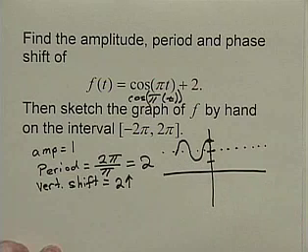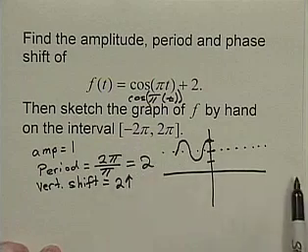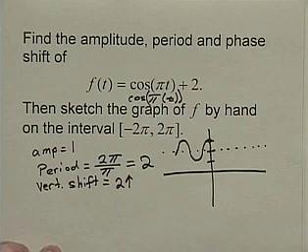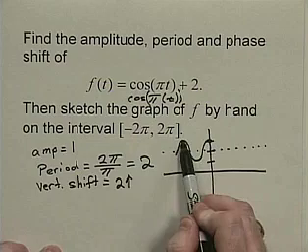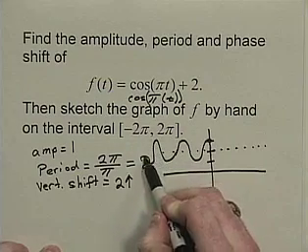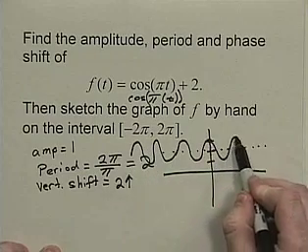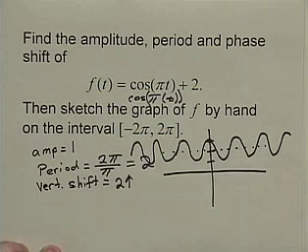Now, how far out does it go? We're graphing this on the interval -2 pi to 2 pi out here, and 2 pi is roughly 6.28, and each of this here, from here to here, is 2. So here's 2, 4, 6, 2, 4, 6, so right about there.